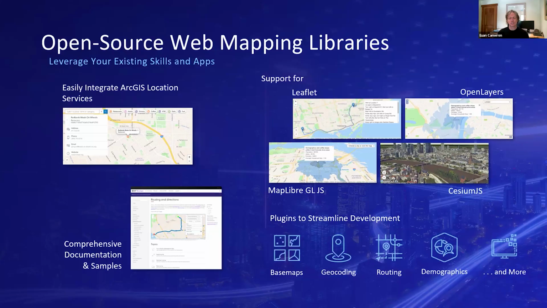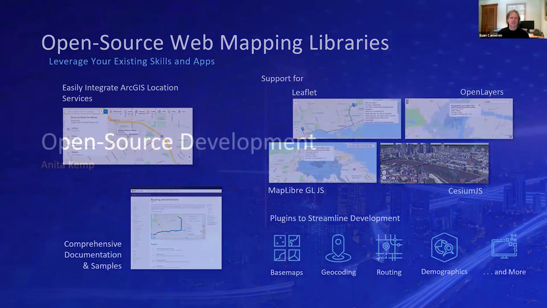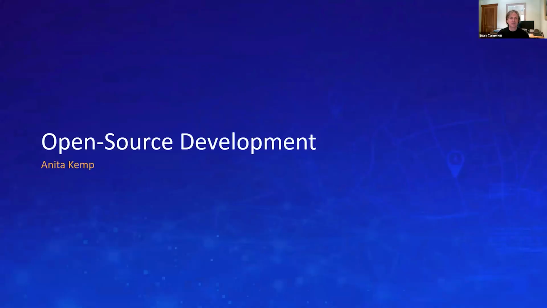We also have an open source library ourselves called ArcGIS REST.js, and that simplifies just working with location services when you're just wanting to maybe touch a little bit of geocoding or the like. So what I'd like to do now is pass over to a demo from Anita, and she's going to show open source in action.